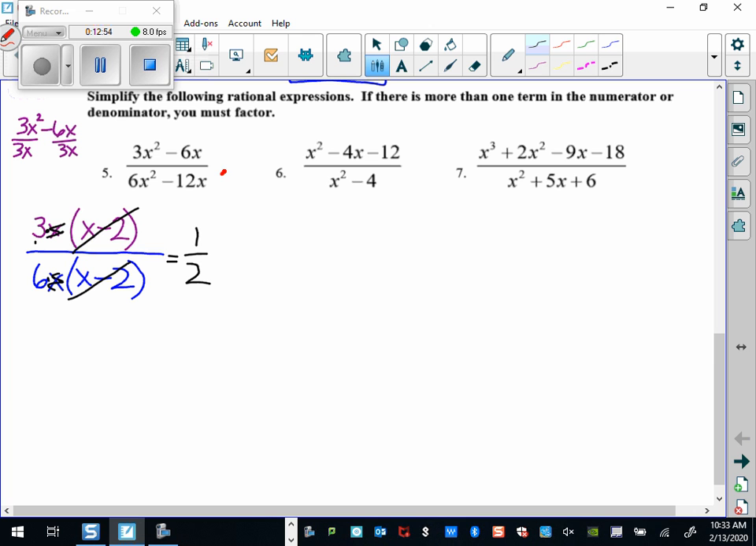All right, you guys try that one. I'd like you to try number 6. Come on, you can help me. Factor the top for us. Okay, so everybody agree this is the top?